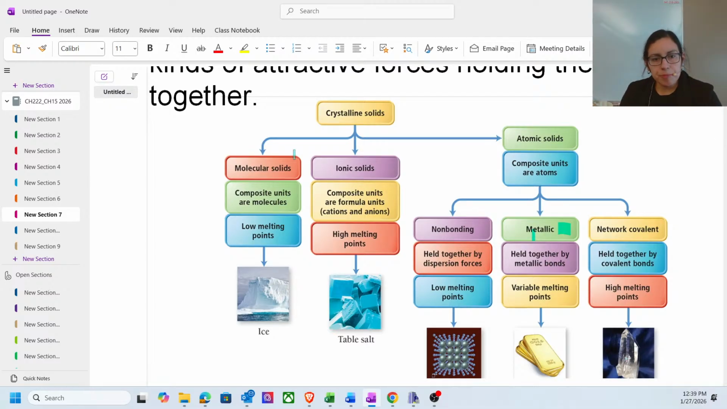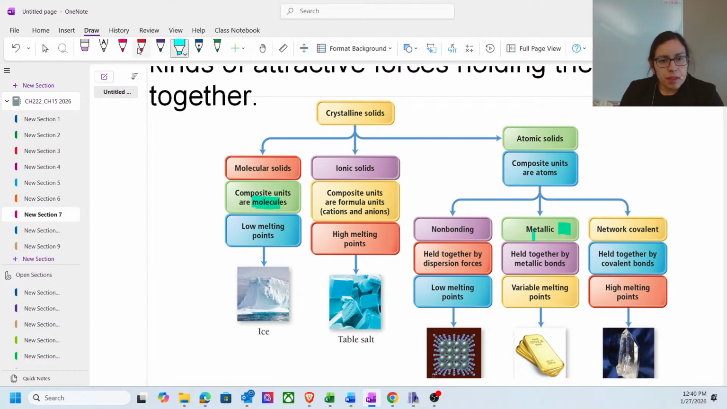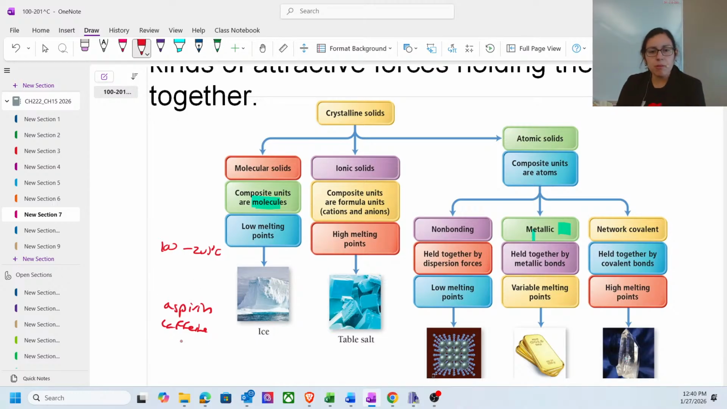And so we've seen our molecular solids. They're made up of molecules, and they have low melting points, relatively speaking. They put ice as an example, but I would think of any organic compound, like aspirin or caffeine. All of these are still going to have pretty low melting points. That would probably be like 100 to 200 Celsius. I want to say they're around 150-ish, but somewhere in that range. So relatively low still, just putting things in perspective.